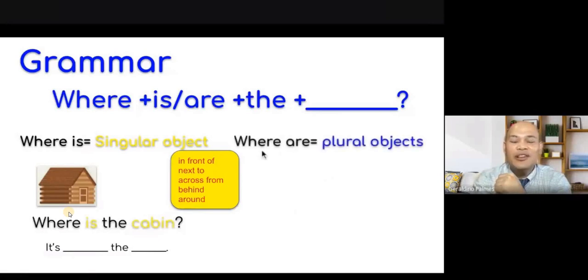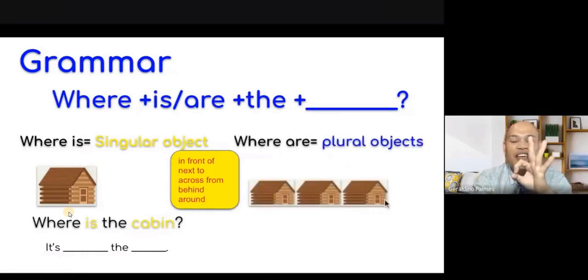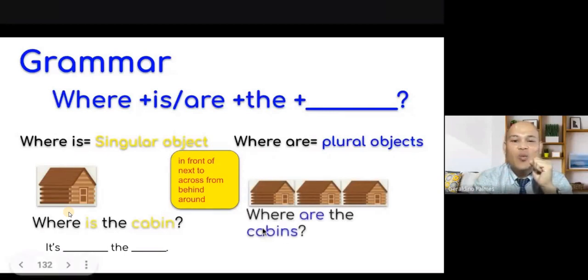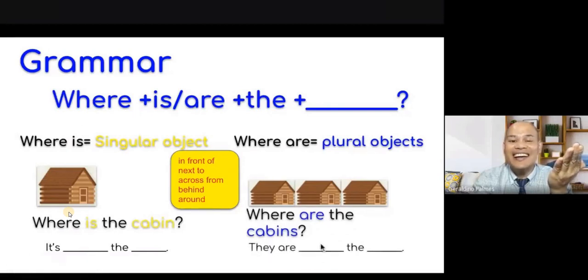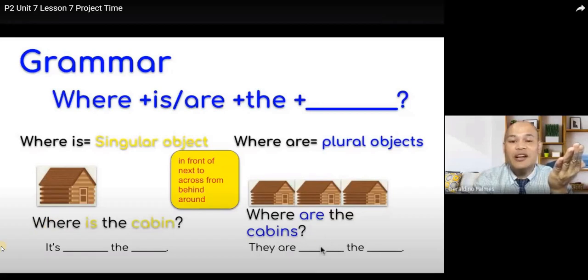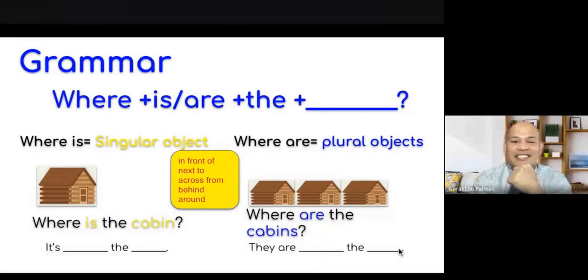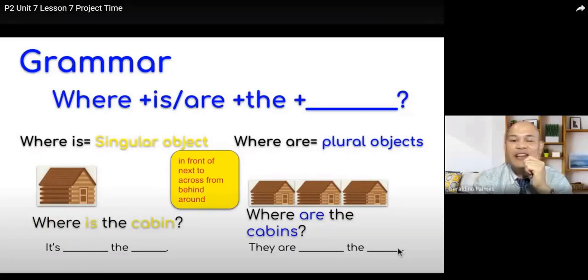For the plural, where are, look at this. There are three cabins. So we ask, where are the cabins? We answer them by saying, they are, and then the prepositions right here, and then the place. So please remember that.